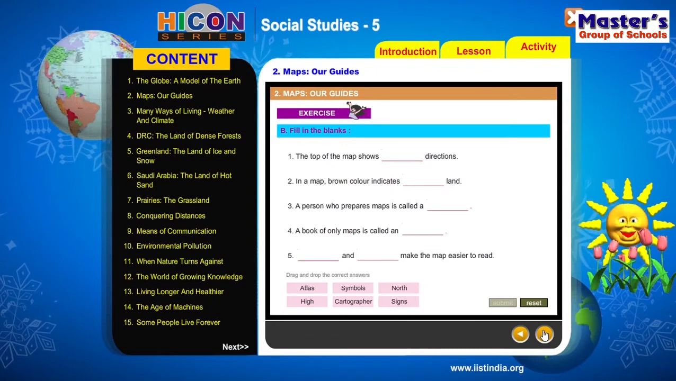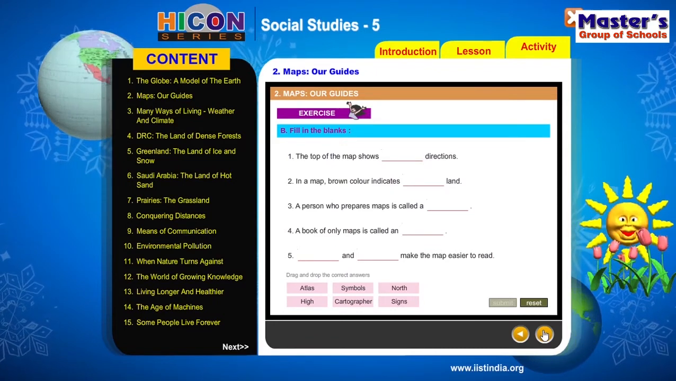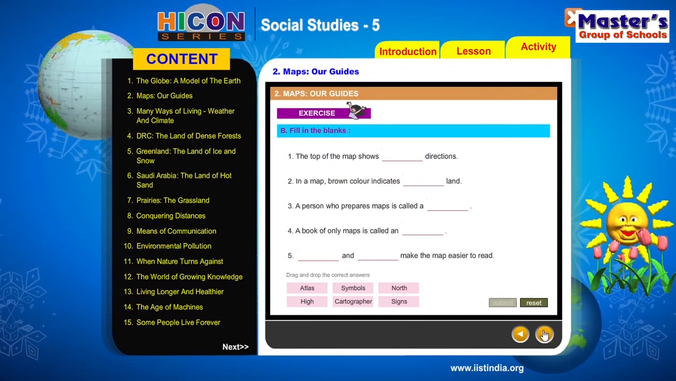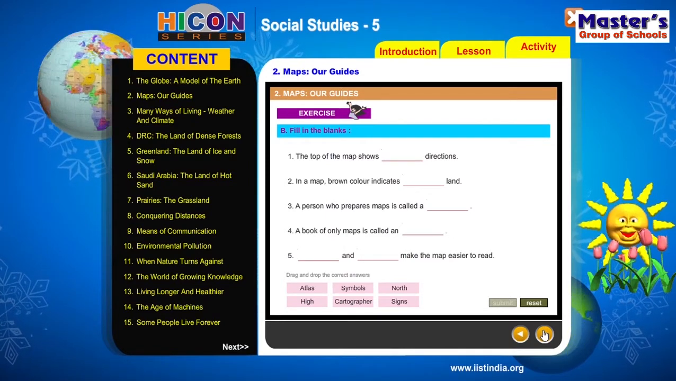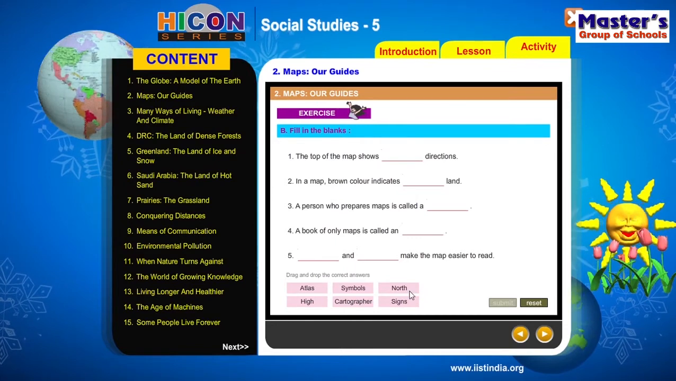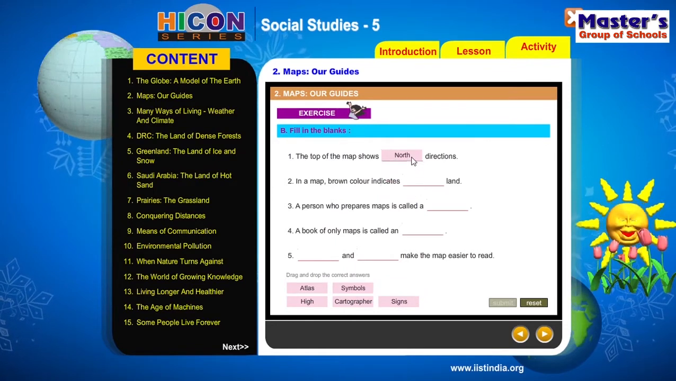Okay, the first one. The top of the map shows which direction? Dash directions. So which direction is shown at the top of the map? Yes, we have a north line which shows the north direction, isn't it?